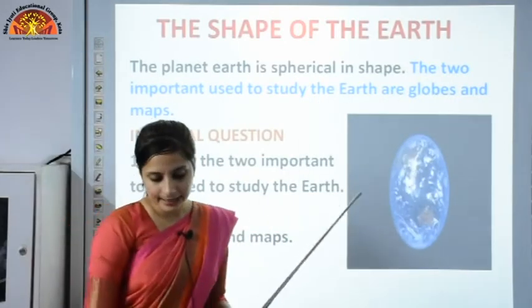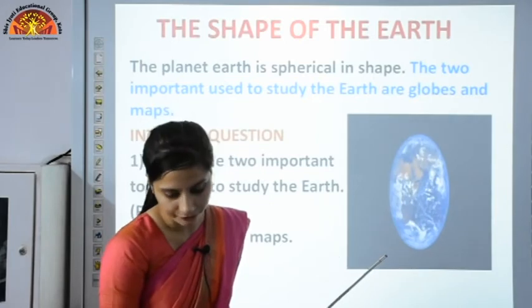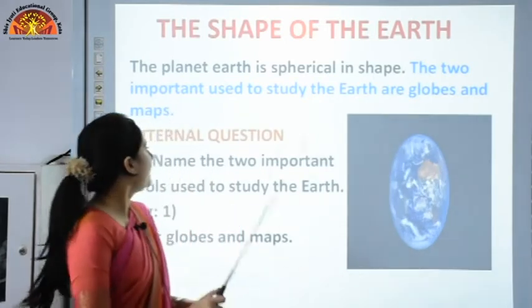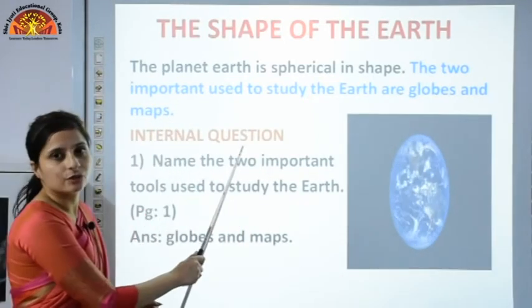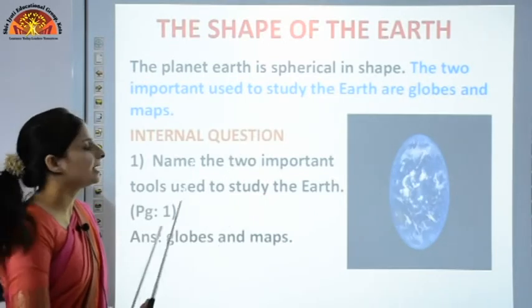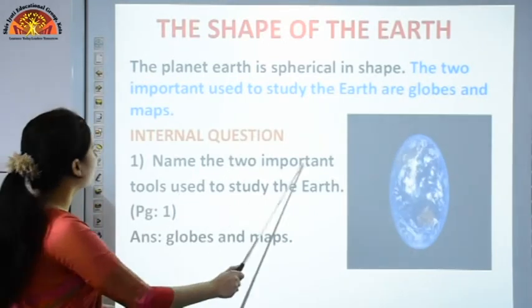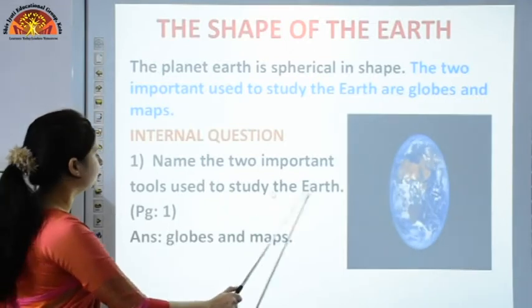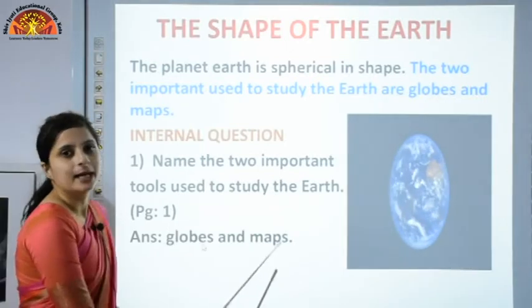You can underline this in your books under the heading the shape of the earth, underline the last line, and the same you have as the internal question over there. Write down the question in your book and mark the answer. Name the two important tools used to study the earth. The answer is globes and maps.